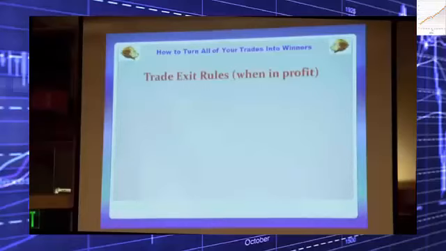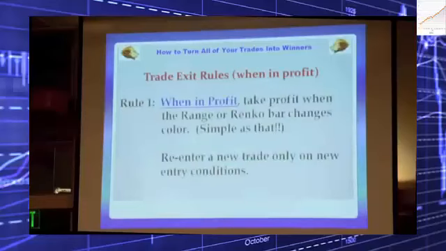Now, exit rules. This is when you're trading manually. There are very simple rules. Rule number 1, when in profit, take profit when the range or Renko bar changes color. Simple as that. When you're in profit, the bar changes color, take the profit.